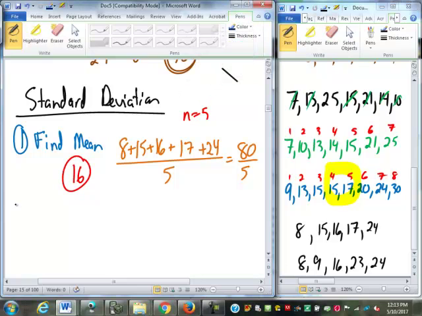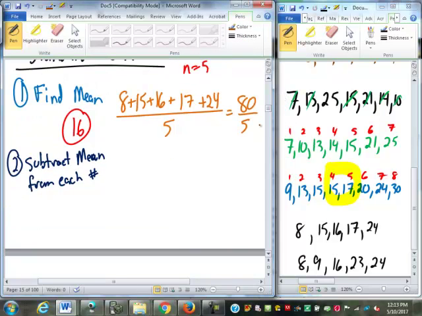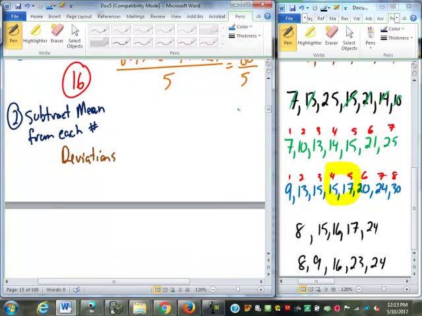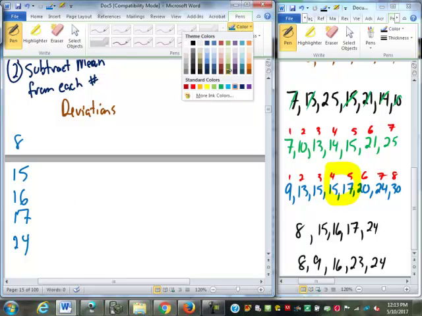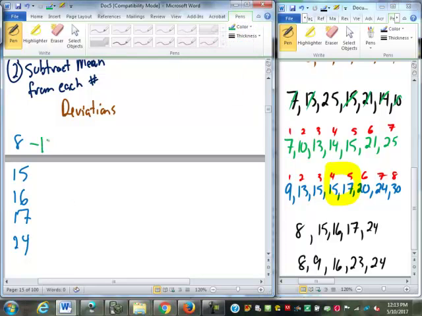My second step, we're going to subtract the mean from each number. These results that we're going to get are going to be called the deviations. So I'm actually going to list out those numbers, 8, 15, 16, 17, and 24. And I'm going to subtract that mean of 16 from each.